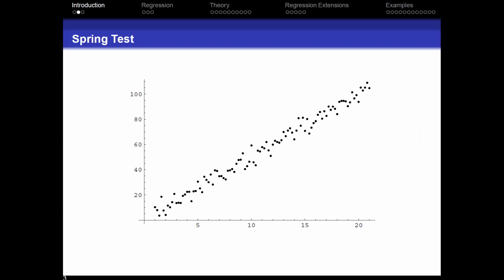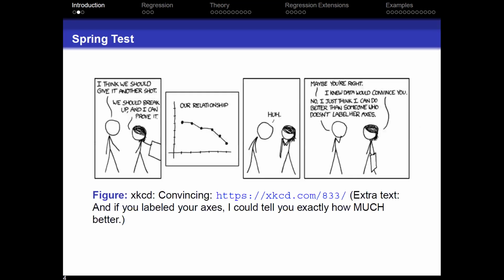And so here is a plot. Does this look roughly linear? Yeah. Now, this plot has something that is terrible about it. When you look at this picture, you should cringe. What is bad about this plot? No labels.